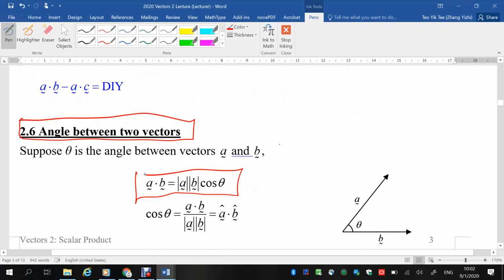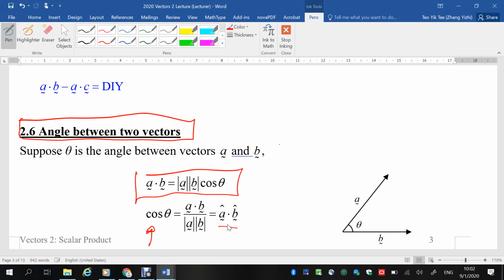I told you, you cannot prove. You must remember. So how to find theta? Switch it around. It is A dot B divided by magnitude A, magnitude B. Agreed? It's actually A hat dot with B hat. You inverse cos, that will be your angle. Can? Take note.